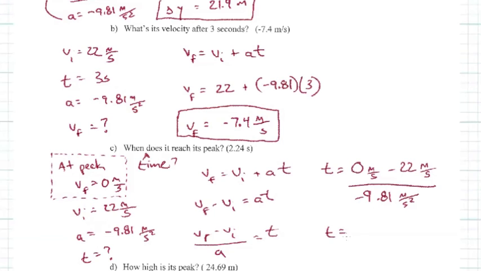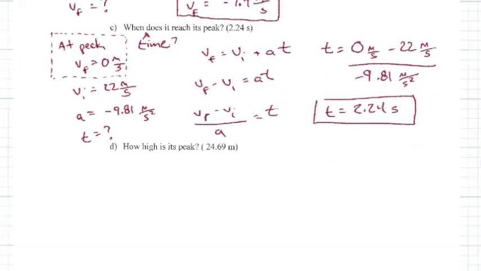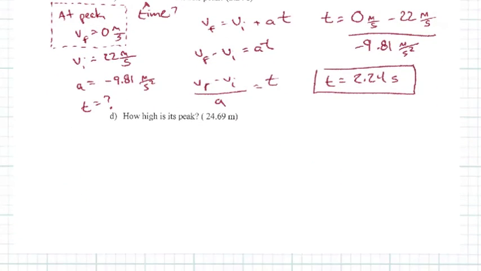Punch that in, and we should get 2.24 meters. Not meters, right? 2.24 seconds. Again, there's the benefit of putting your units in, and it still didn't help me, but it should be in seconds. 2.24 seconds. And the final part of number 1 is, how high is the peak? How far does it go up?